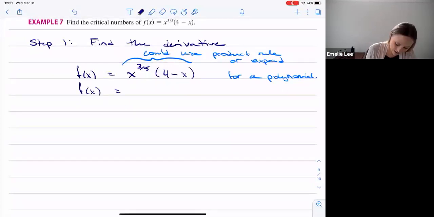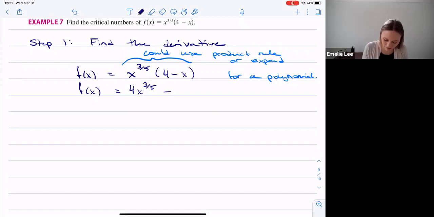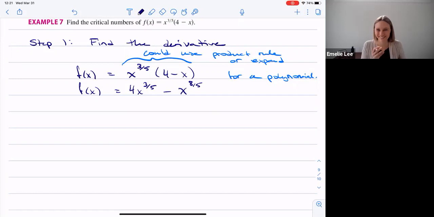I'm going to use the expanded version: 4x to the 3 over 5 minus x times x to the 3 over 5, x to the 1 plus 3 over 5, which is x to the 8 over 5. Yes, 8 over 5, thank you, struggle city. Good. And that's not even the derivative that I'm doing, I'm just simplifying.